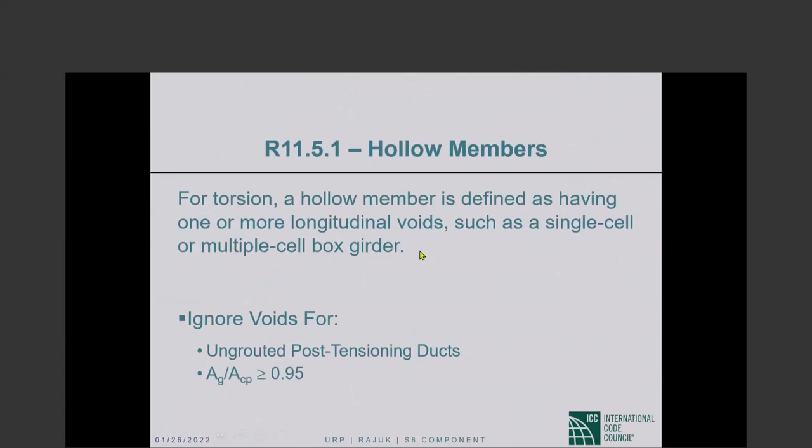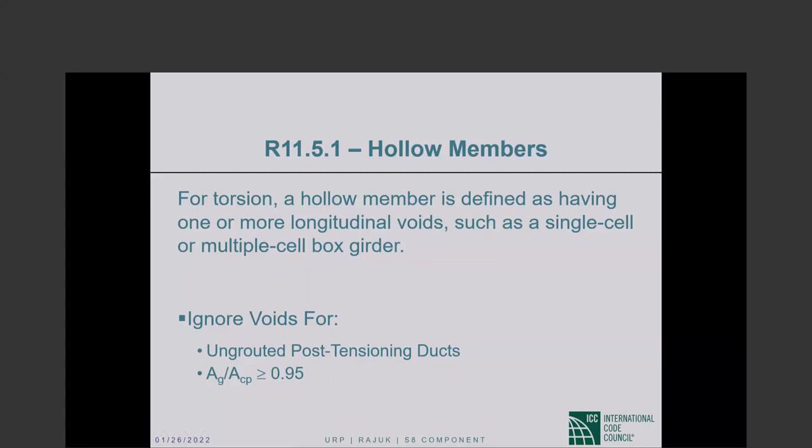For torsion, this is commentary. All R sections are commentary to 318. For torsion, a hollow member is defined as having one or more longitudinal voids, such as a single cell or multiple cell box girder. That would typically be a hollow section. And then the commentary is suggesting to ignore voids for any ungrouted post-tensioning ducts because they are small. Typically, the A sub G over A sub Cp ratio will be larger than or equal to 95%. So those little voids don't count.